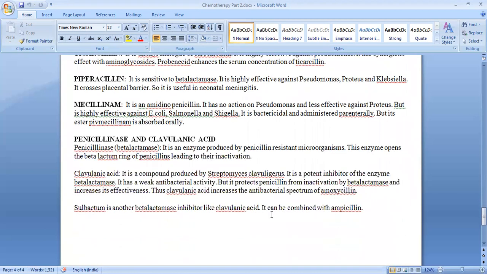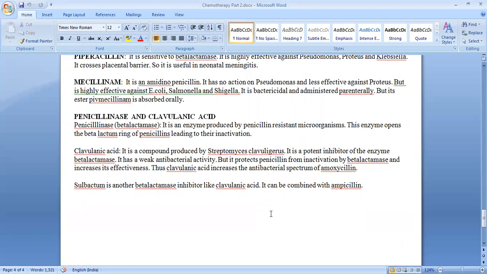Then there is, as I said, you may have noticed that many times there is a combination of amoxicillin given with clavulanic acid. Now what happens is that amoxicillin is a very good antibiotic, no doubt, but it is likely to get damaged by the penicillinase enzyme. So for that reason, to prevent that degradation, the amoxicillin can be combined with clavulanic acid.